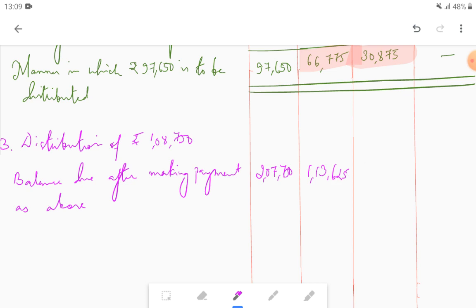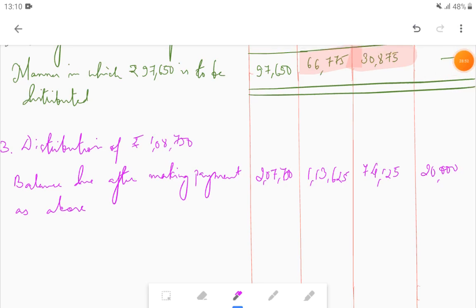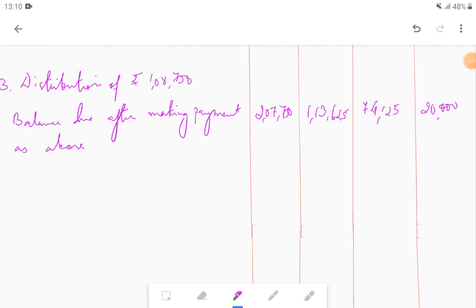So he should be having a balance of 74,125, and partner C has not yet been paid, so full balance of rupees 20,000. So now let's get started with the distribution of the amount.